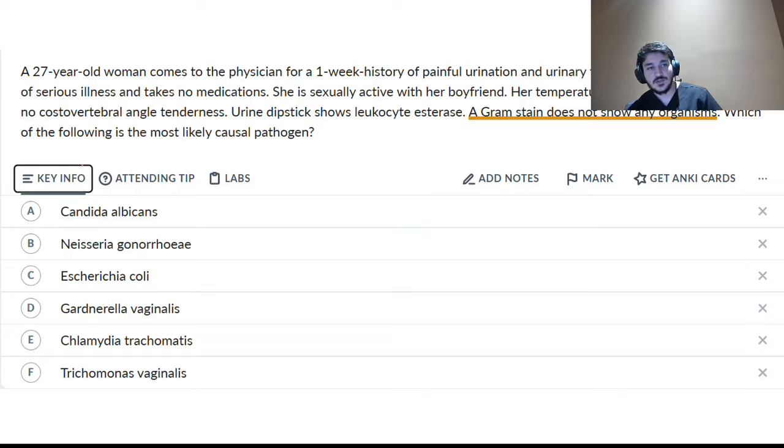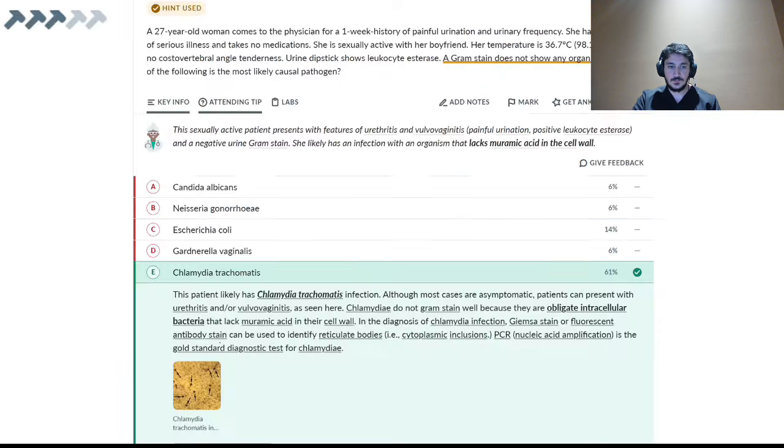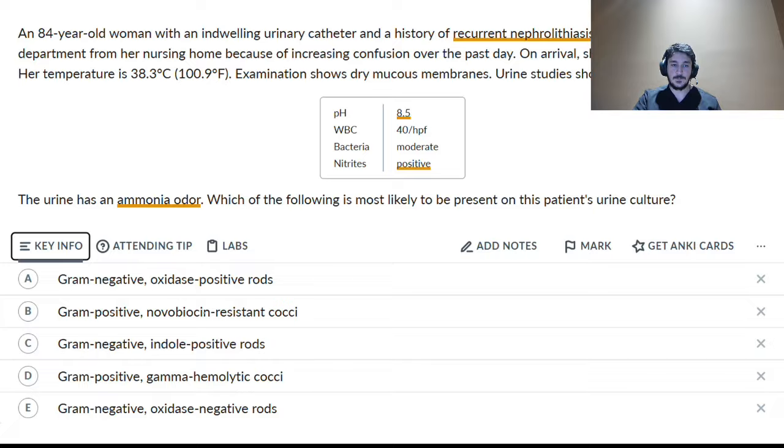Okay, this is an AMBOSS question. To summarize the question, it is basically someone with a UTI, and the Gram stain shows no organism. Okay, so we have sterile pyuria. Which of the following is the causative pathogen? The answer would be chlamydia. Yeah, so the answer is chlamydia.